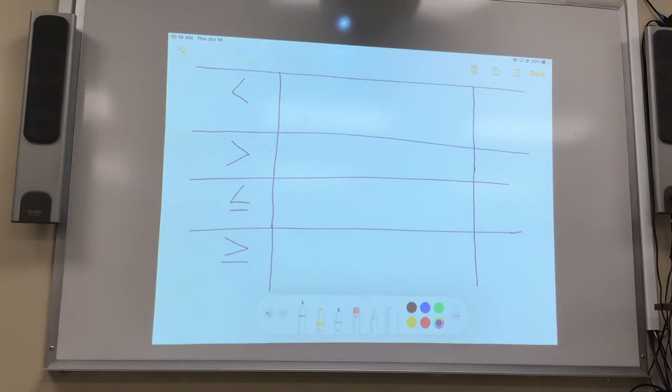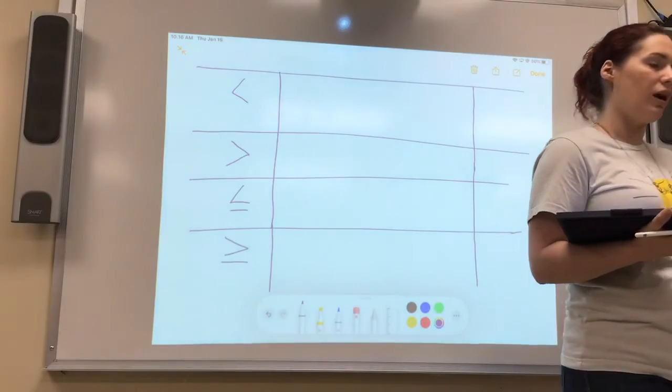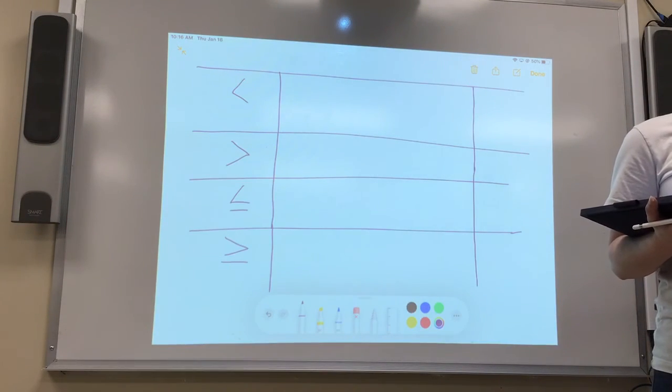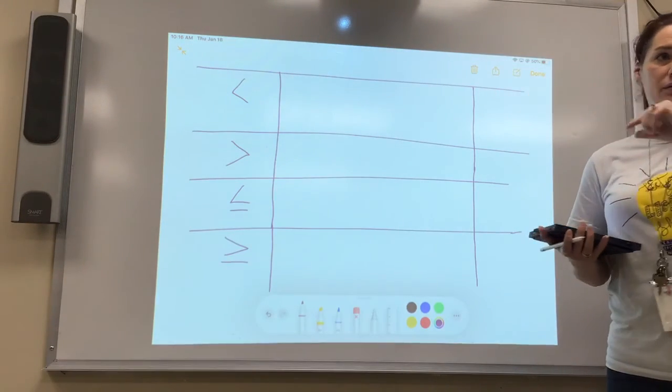Are we going to be writing words? In the middle, we're putting words. Actually, we're going to put the circles, so you remember which one is which. When you read these word problems, you need to be able to pick out the inequality words and which inequality they mean. I know you know what the symbols mean. I want to know what words mean them.